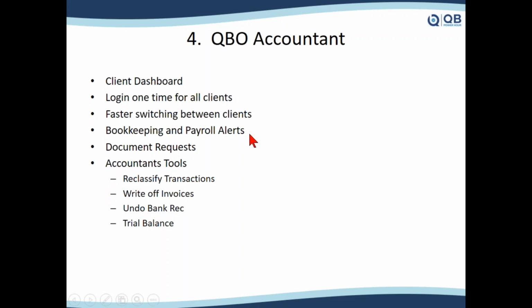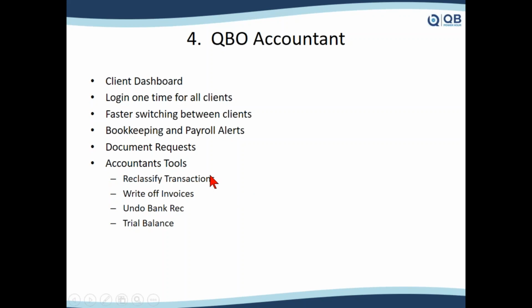We also, in QBOA, have some alerts, bookkeeping and payroll alerts, and I'll show you that in just a minute. We've got the document request feature, where instead of going out to your email, sending the request to your client, and then they send you something back, this is all integrated with QBOA, so it's all right there available for you and the team members who have access to that client. Then we have some of those accountant tools that, again, save us a lot of time. Reclassifying transactions, write off invoices, undo the bank rec, and the trial balance feature that helps us preparing and getting ready for our income taxes.